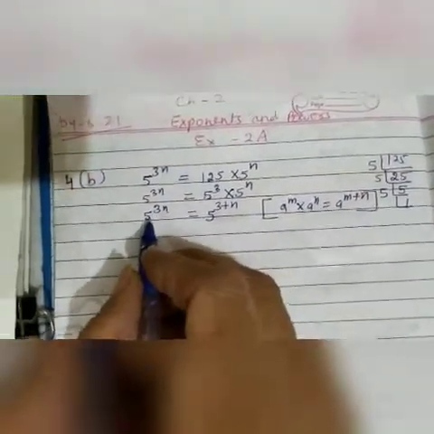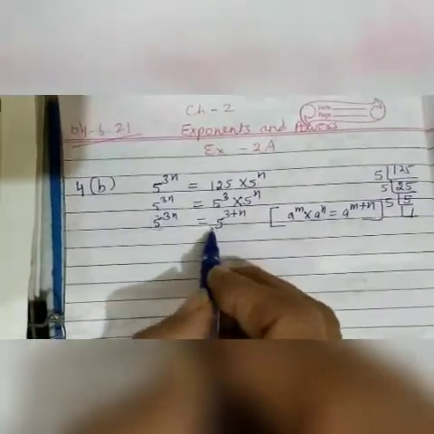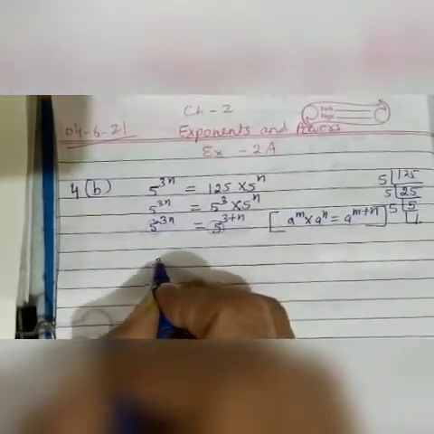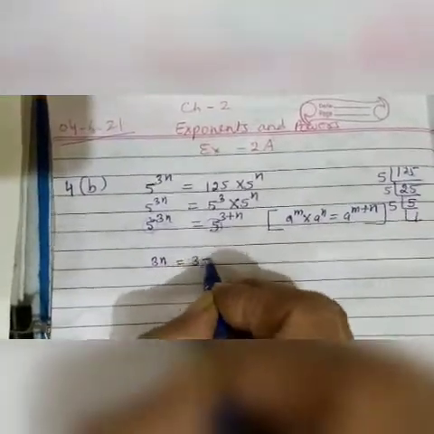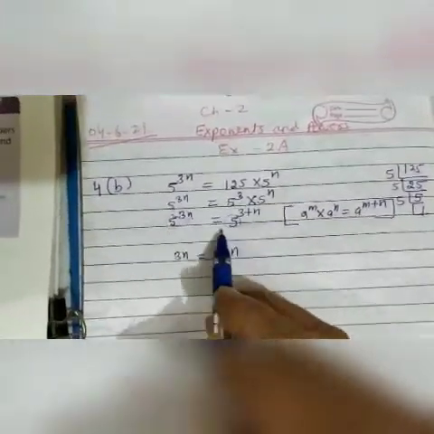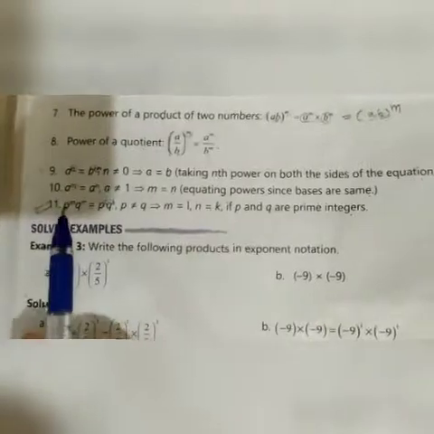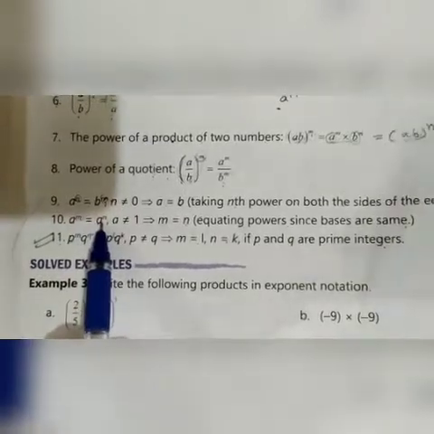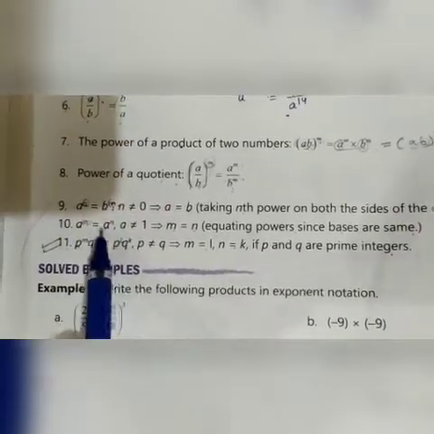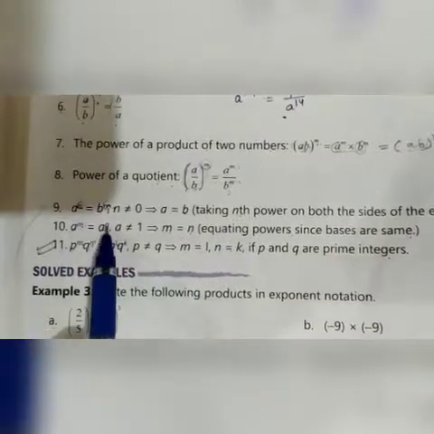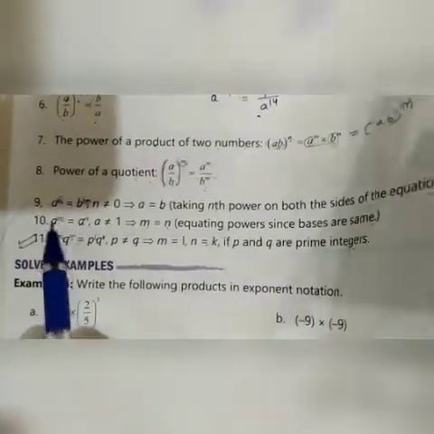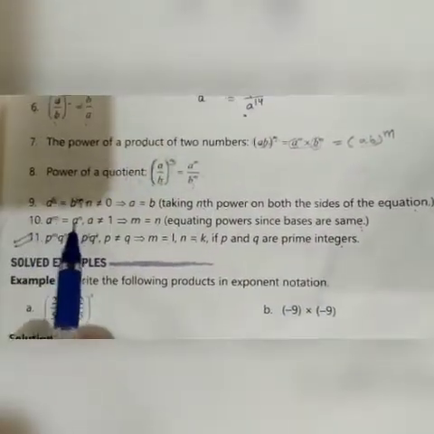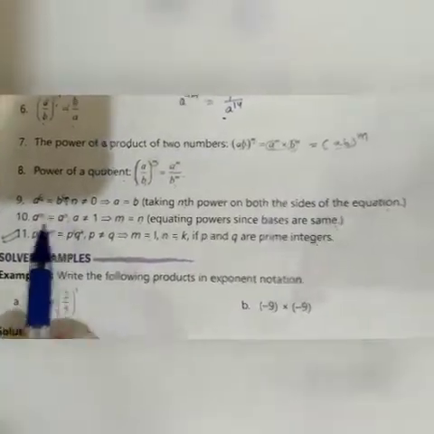Now here both the sides' bases are same, so powers will be same. We will write this 3n is equal 3 plus n. Which law are we using now? Here see, a power m is equal a power n. Bases of both the sides are equal, then we can take both the powers equal. Equating powers since bases are same. If bases of both the sides are equal, then their powers will also be equal.